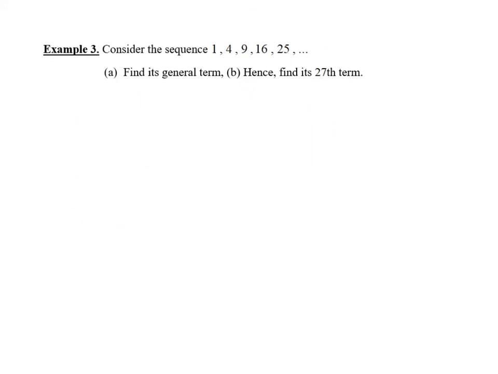Let's consider example number 3. Aha! Do you find this sequence very familiar? I have 1, 4, 9, 16, and 25. What do they look like? They look like something that we've done earlier just now, right? So it's 1 square, 2 square, 3 square, 4 square, and 5 square. So this is term 1, term 2, term 3, term 4, term 5. So term n will be n squared, the general term.